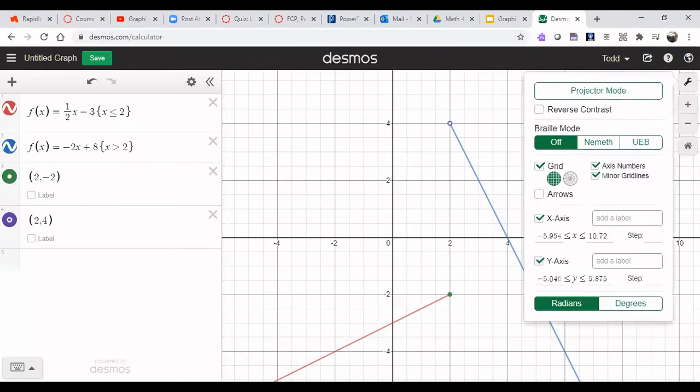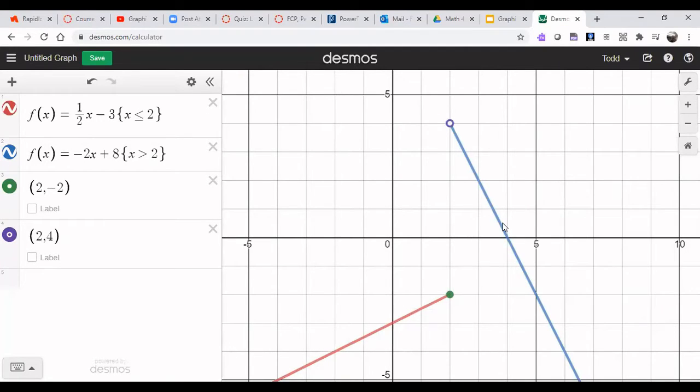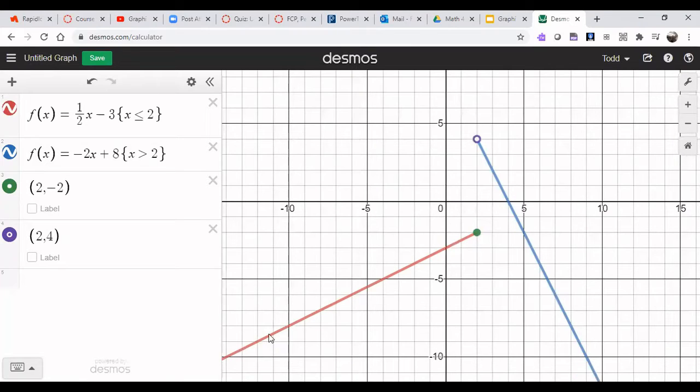If I go to, hopefully you guys will be able to see this, projector mode, it'll make it a little bit bigger. You can see it. So that's the idea, right? So piecewise function, you've done these before, I believe. You have one piece, and at 2, it's going to change over and become another piece. If those two are in the same spot, I wouldn't need an open and closed dot, and it would be continuous. This is not continuous because it jumps.